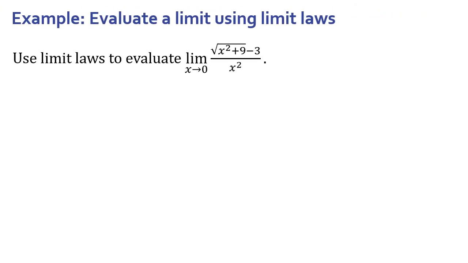So let's look at this example. Use limit laws to evaluate the limit as x approaches 0 of the square root of x squared plus 9 minus 3, all over x squared. When I look at this problem, I see that if I substitute 0 in for x, I'm going to get 0 in the numerator and 0 in the denominator. So I'm in that indeterminate form 0 over 0. So I've done step 1, where I've realized, shoot, I'm in this form.